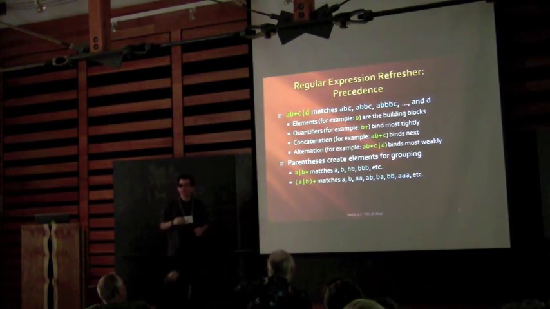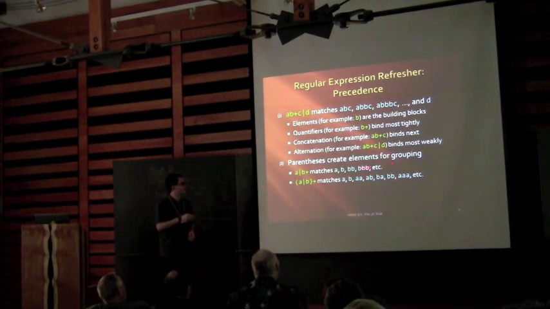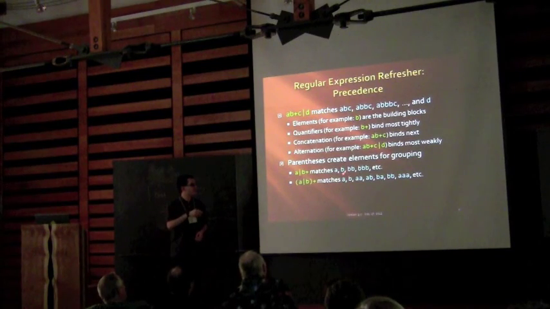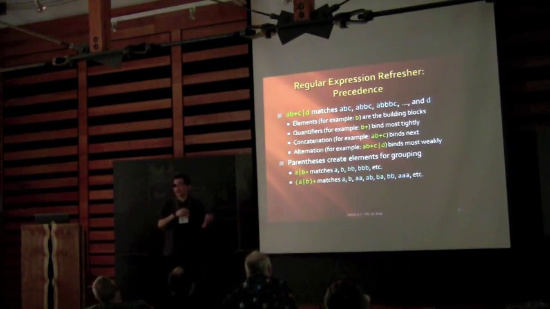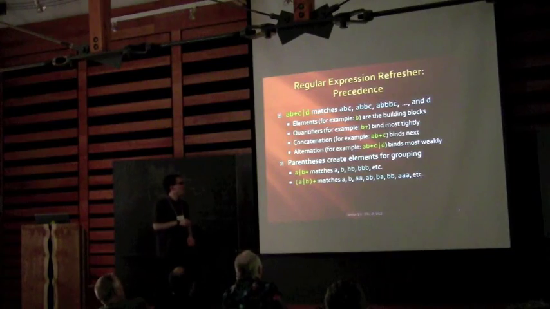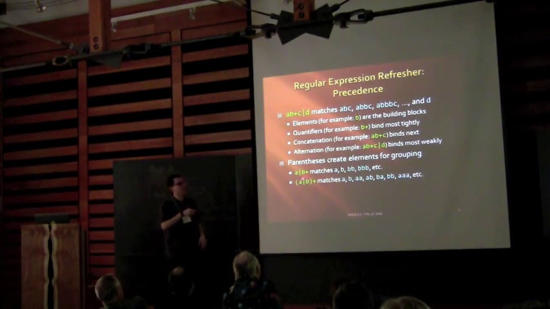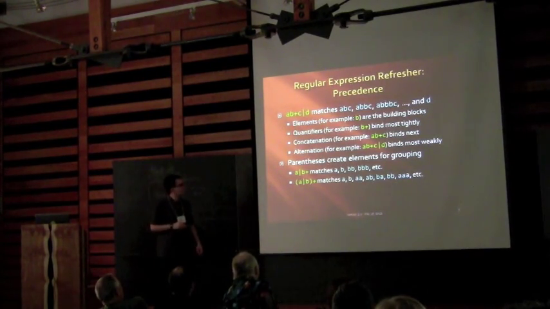Usually you don't need parentheses, but when you do, they create elements for grouping. So if I say (A|B)+, this will match any sequence of one or more A's or B's, totally intermixed. And this is very descriptive. I could write a program by hand to match all of this, but here, look, it's just four characters or six characters, done.